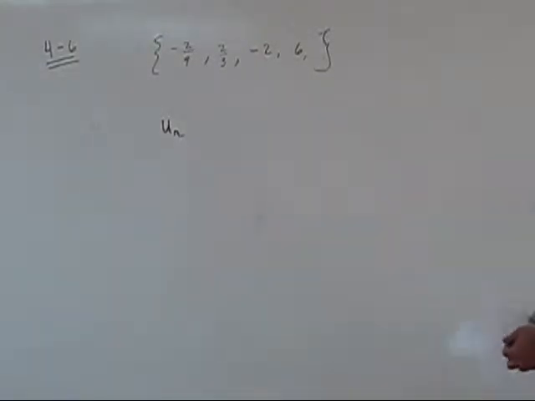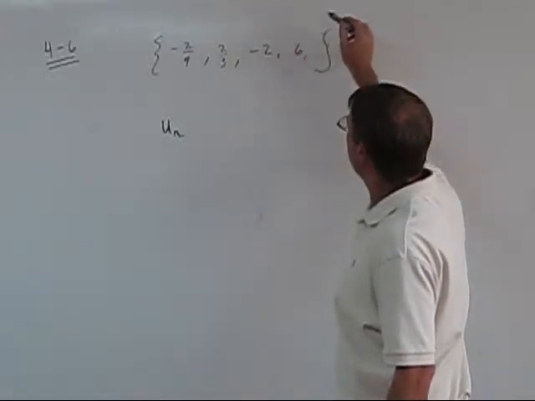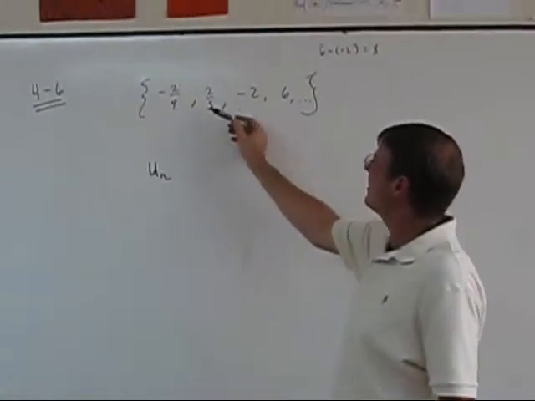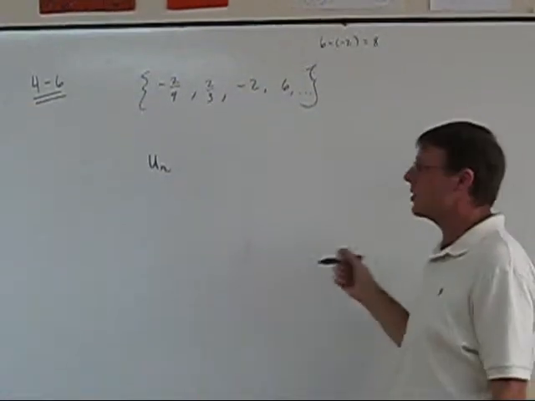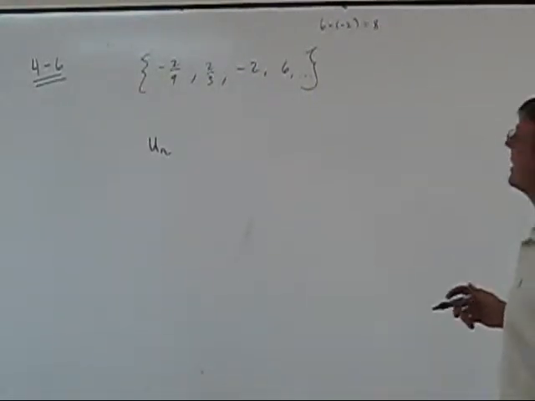If you just look at it, you can tell it's not arithmetic because if you were to subtract these two, you'd get 8. 6 minus negative 2 is 8. And you can just see that you're not going to get 8 when you subtract those. So we know it's not arithmetic. Now, a good guess is that it's geometric, but let's just make sure.